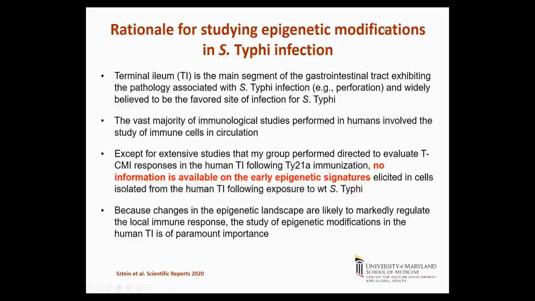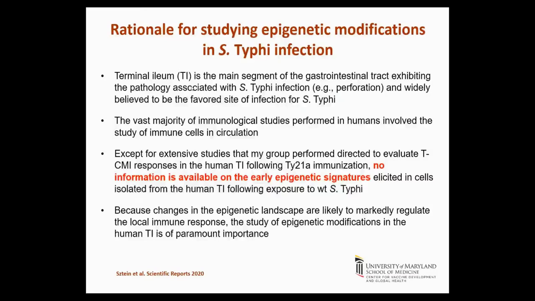So, to reiterate, the rationale for studying this epigenetic modification in Salmonella Typhi infection is that the terminal ileum in humans is the main segment of the GI tract in which the pathology associated with Salmonella Typhi infection has been reported, and it is considered the favored site of infection for Salmonella Typhi. The vast majority of immunological studies performed in humans involve, by necessity, the study of immune cells in circulation, and very little is known about the mucosal immune responses at the level of the gut.